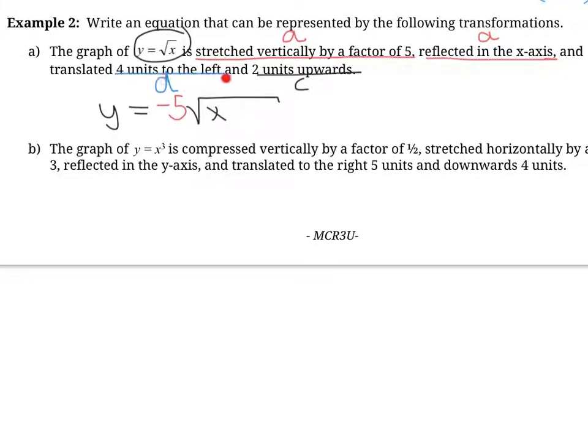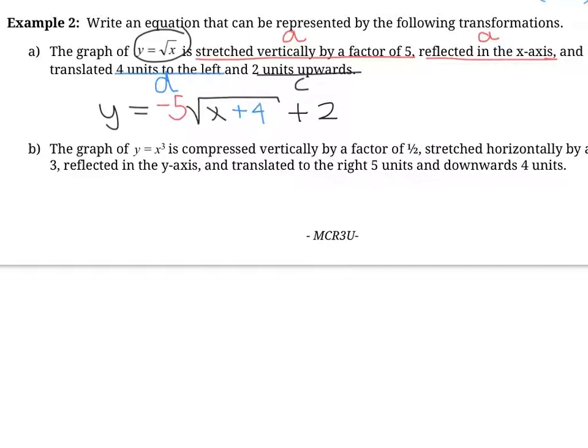Now we know that it's going to be shifted to the left 4, so we're going to put a +4 here inside the function, so it's a horizontal shift. And finally, the function has to be shifted 2 units upwards, so we're going to add 2 here.